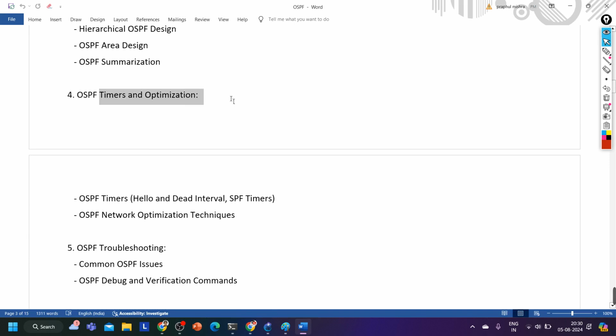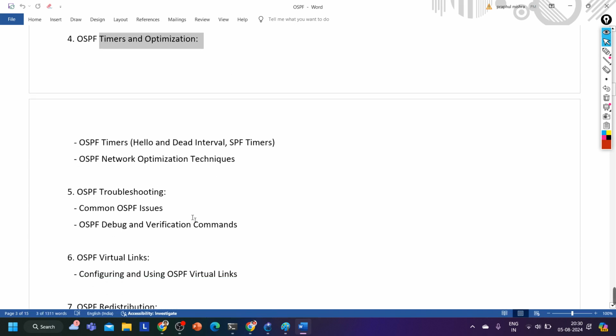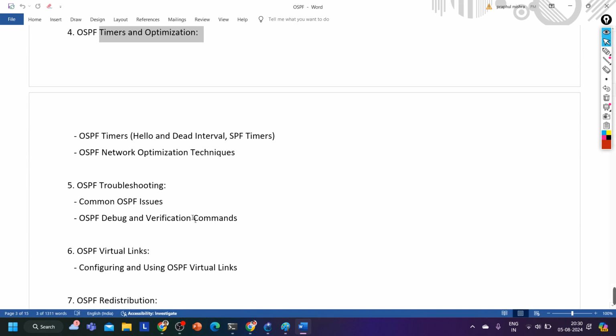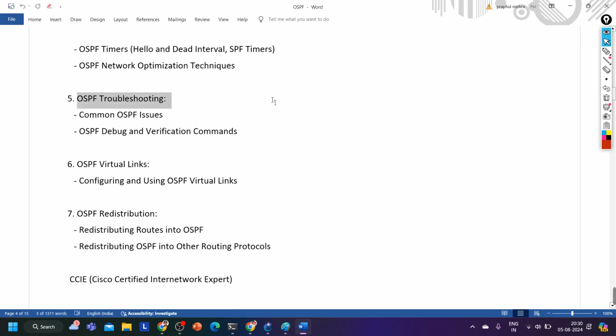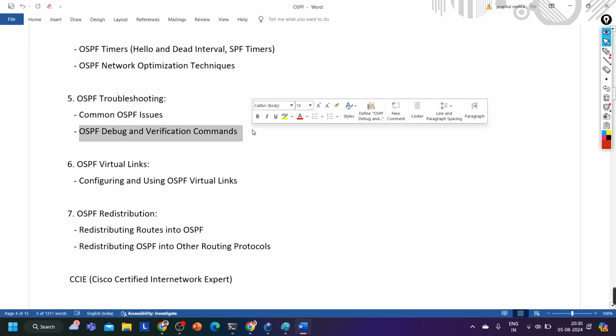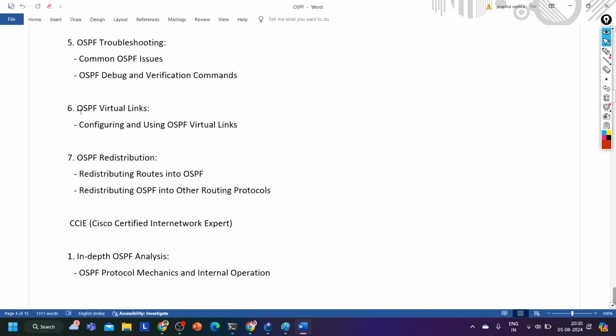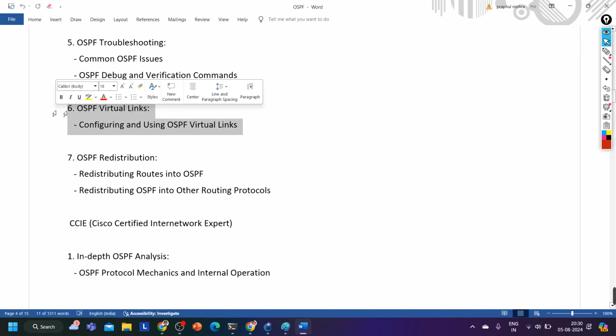Then guys, timers like hello time and hold time, how to change them according to your requirement, how you can optimize OSPF. Then OSPF troubleshooting, common issues in OSPF, using some debug commands and verification commands. Then virtual link, the OSPF virtual link concept: you will understand why we need a virtual link and in which scenario we need to configure it. Nowadays we are generally not using it, but this is part of your syllabus, so definitely we will cover it.